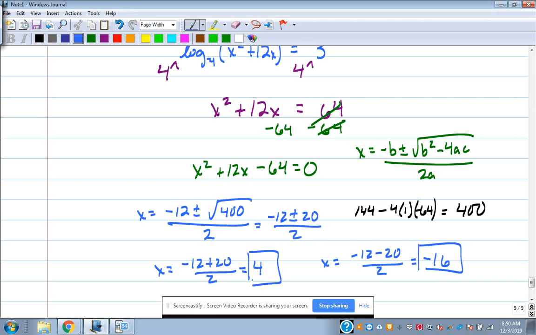We need to check those in the original problem. Pretty easy to check because the original problem has a log base 4 of just plain old x. I don't have to do anything to it. Which one gets thrown out? Negative 16 gets thrown out here. Again, very common that the negative answer gets thrown out, but it's not a requirement that always happens. It's not a requirement that the positive answer always is a solution either. You've got to go back to the original and check those.